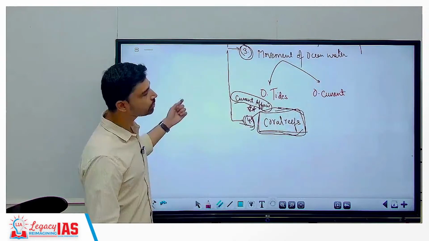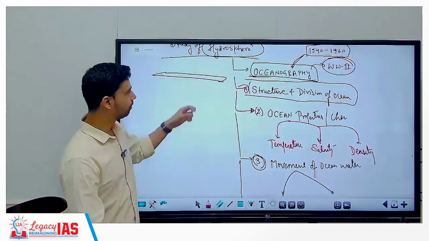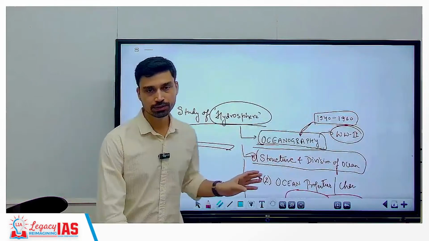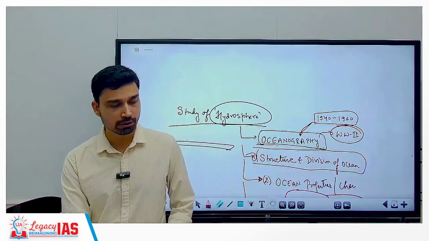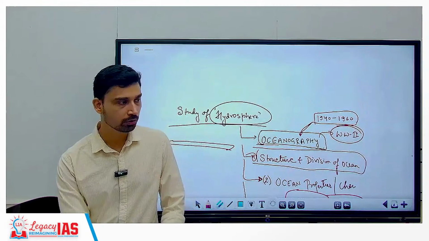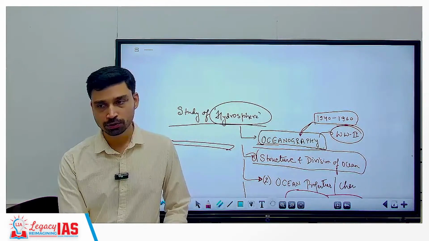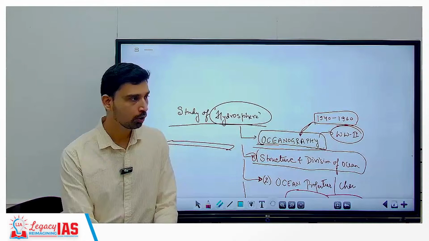So that concludes the first part of our syllabus. Till now, what were we discussing? Which part? Physical geography part. So understood? Climatology, geomorphology, and oceanography.